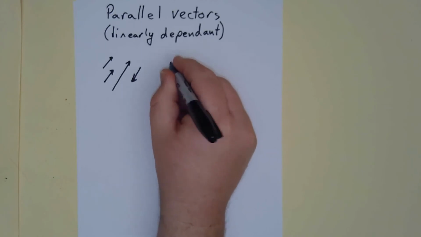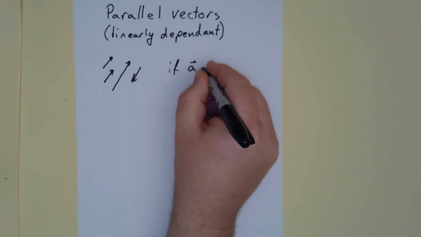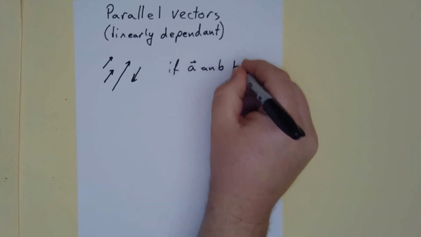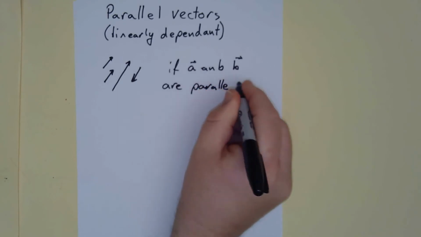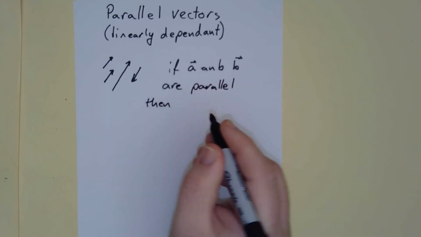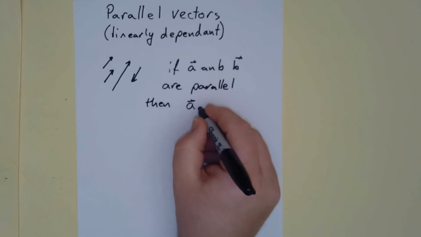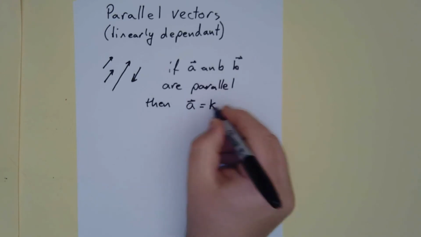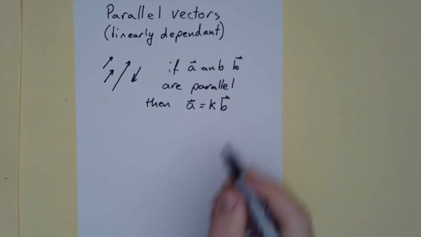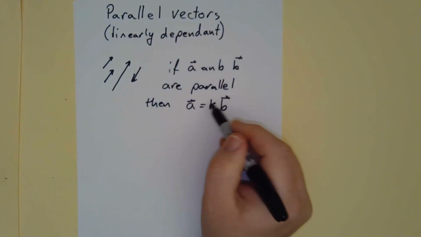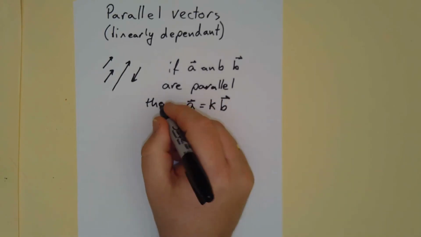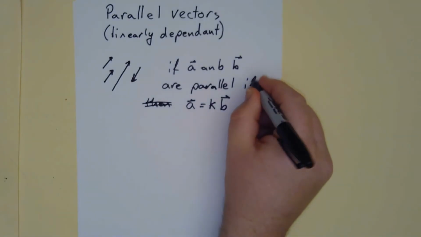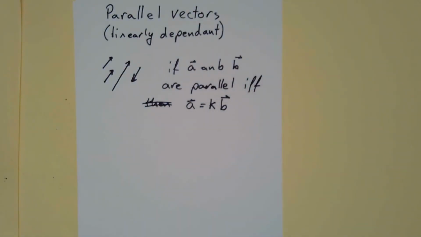So if A and B are parallel, then A equals some scalar times B. And in fact, this is a two-way statement. If this is true, then that's true. So it's not a one-way statement. I could change that if to if and only if. All right.